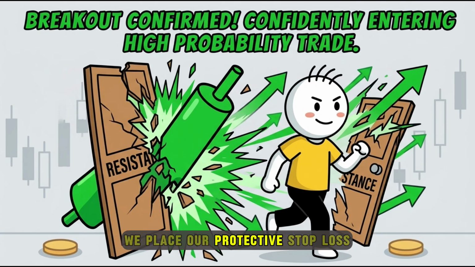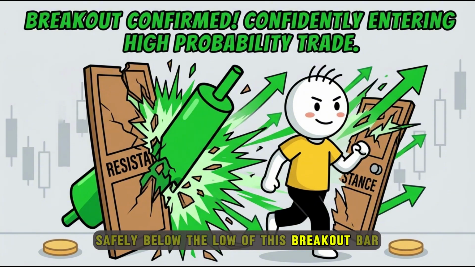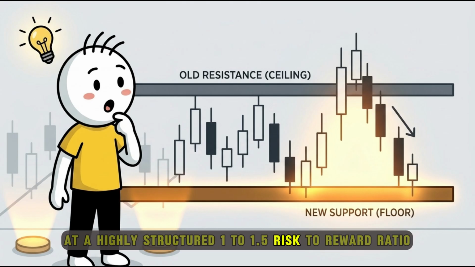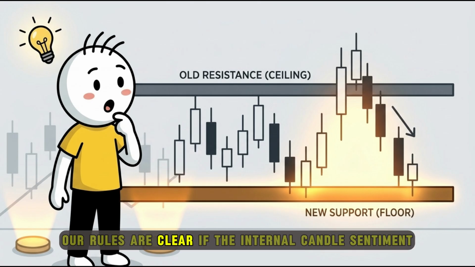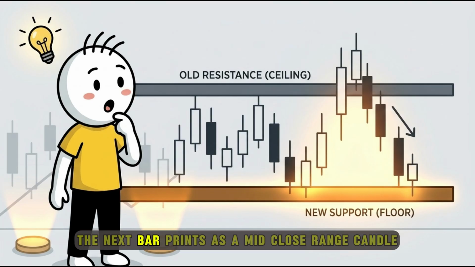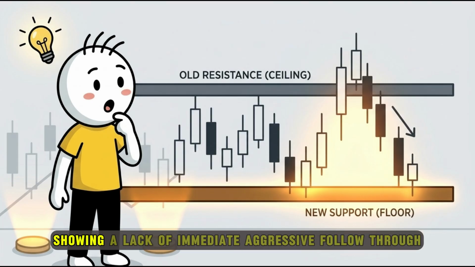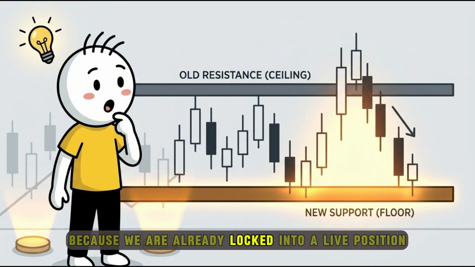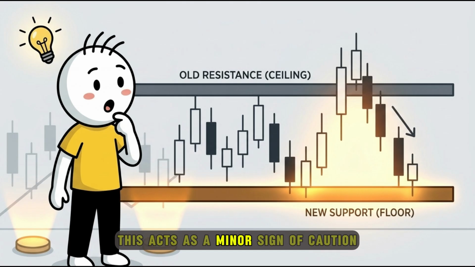We place our protective stop loss safely below the low of this breakout bar, and we set our take profit target at a highly structured 1 to 1.5 risk to reward ratio. Our rules are clear. If the internal candle sentiment shifts dramatically against us while the trade is active, we will exit immediately. The next bar prints as a mid-close range candle, showing a lack of immediate aggressive follow-through right after our entry. Because we are already locked into a live position, this acts as a minor sign of caution, but since the pattern is inherently neutral, there is no structural reason to panic. We stick to the plan and hold the trade.